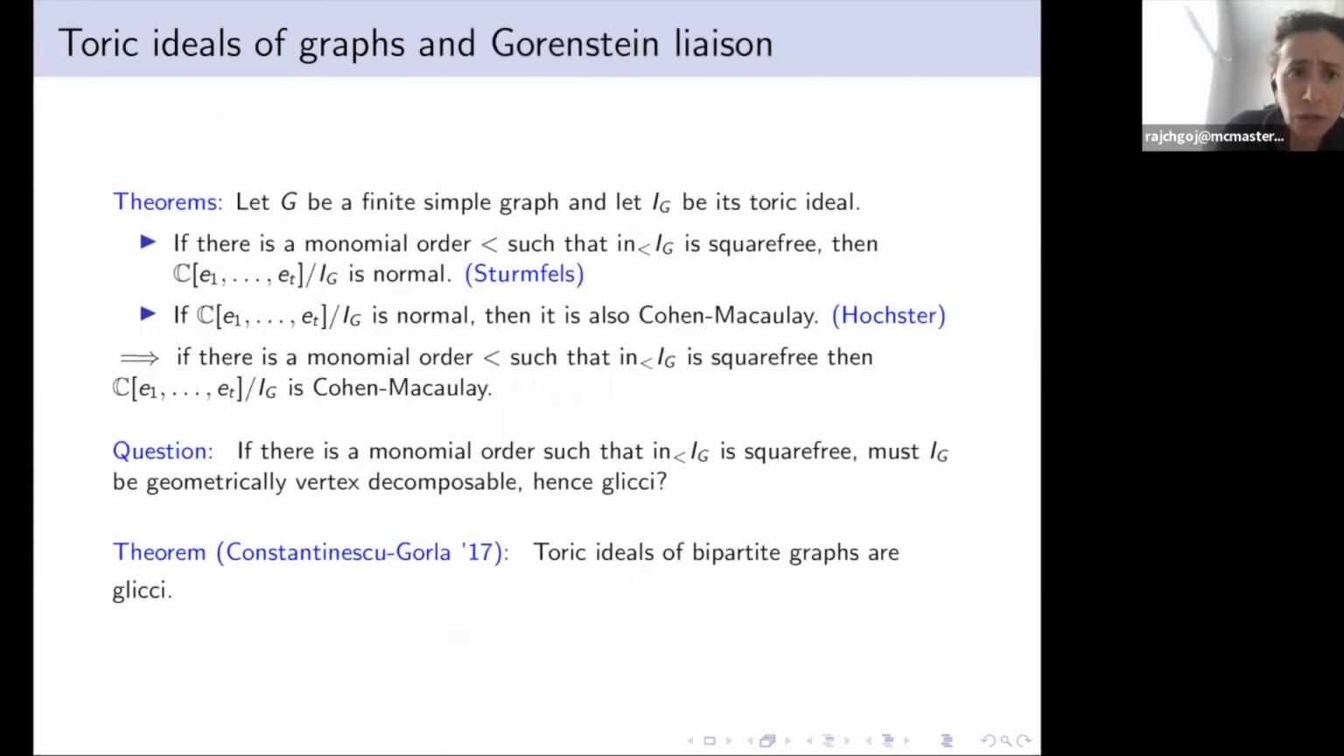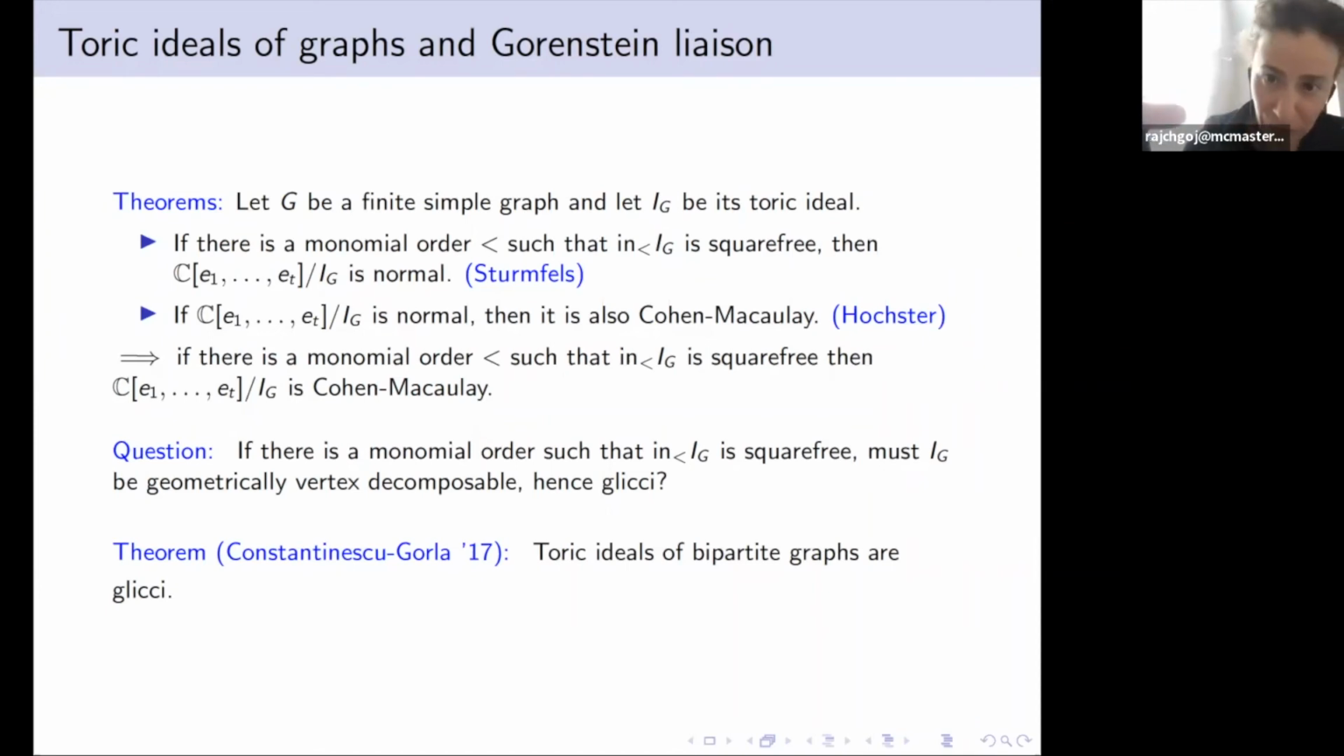All right. So what can we say about toric ideals of graphs in Gorenstein Liaison? Well, the starting point that we took, and why partly I was interested in this question, comes from some results of Sturmfels and Hochster. Their results are more general, but they have these implications for toric ideals of graphs, which says: let G be a finite simple graph and let IG be its toric ideal. If there's a monomial order such that the initial ideal is square free, then the polynomial ring mod the toric ideal is normal.